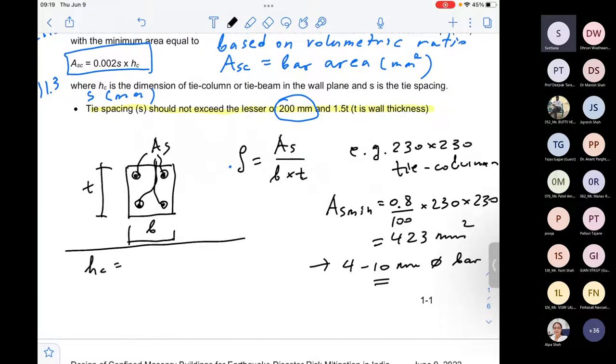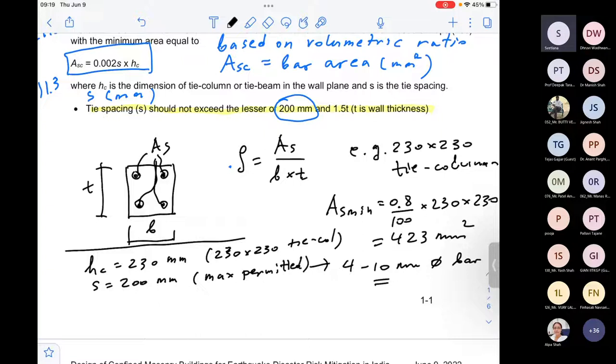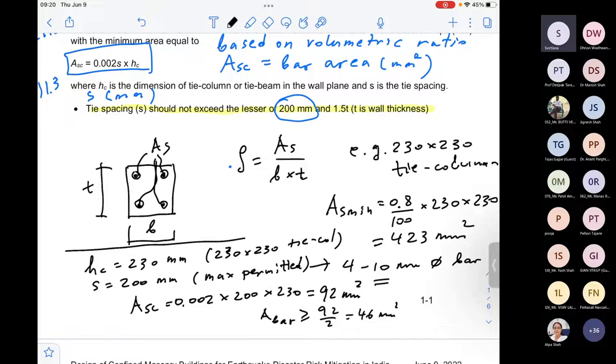So if HC is 230 millimeters, because it is a 230 times 230 tie column, and S is 200 millimeters, maximum permitted by the code. It could be less, but it cannot be more. So then ASCE would be equal to 0.002 times 200 times 230. And that would give you 92 millimeters square. So the area of the bar is greater or equal to 92 over 2, that is 46 millimeters square. So I would say that minimum 6 millimeter bars would be needed.